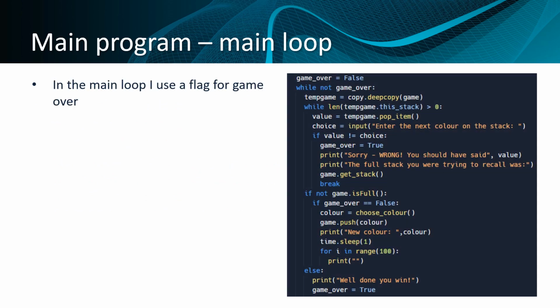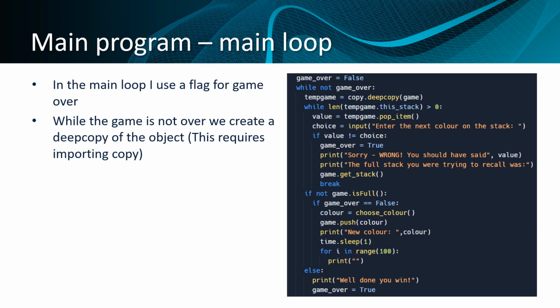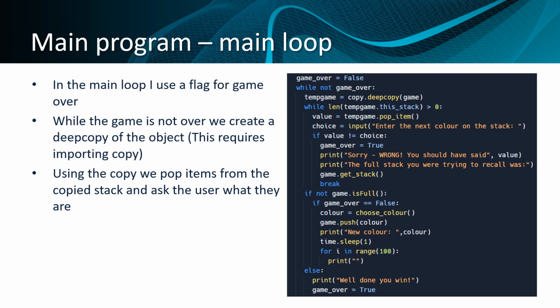While the game is not over, we create a deep copy of the object. This requires importing copy. If I had just said temp game equals game, what actually happens is rather than creating a new object with the same attributes and methods, what it does is just create another link to the same object. We need to use deep copy so that temp game is an actual copy that is separate entirely from game. Using the copy, we pop items from the copied stack and ask the user what they are.